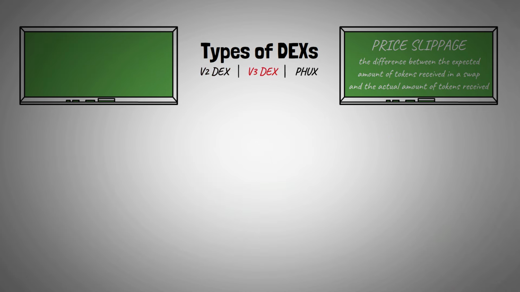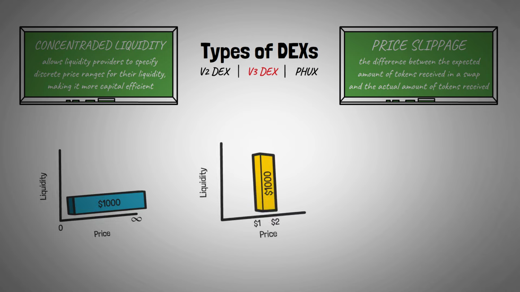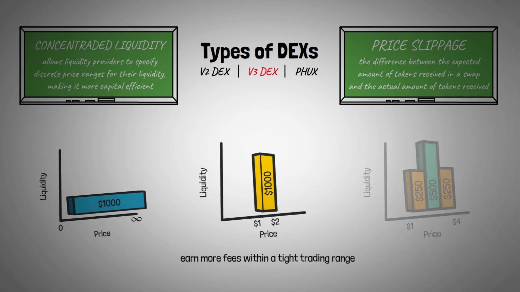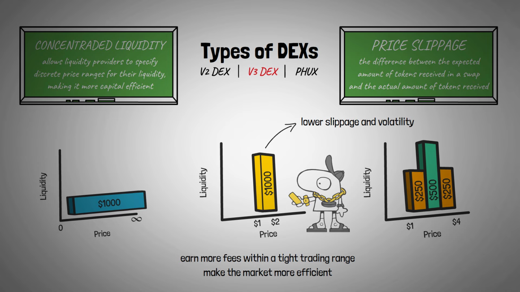This is where V3 DEXes come into play, introducing concentrated liquidity, which allows liquidity providers to specify discrete price ranges for their liquidity, making it more capital efficient. For example, instead of spreading $1,000 from 0 to infinity, you can place it between $1 and $2. This allows you to earn more fees within a tight trading range. Multiple positions can also overlap, increasing the liquidity in those ranges and making the market more efficient. Higher liquidity at specific price ranges results in lower slippage and volatility because more money is needed to move the price.